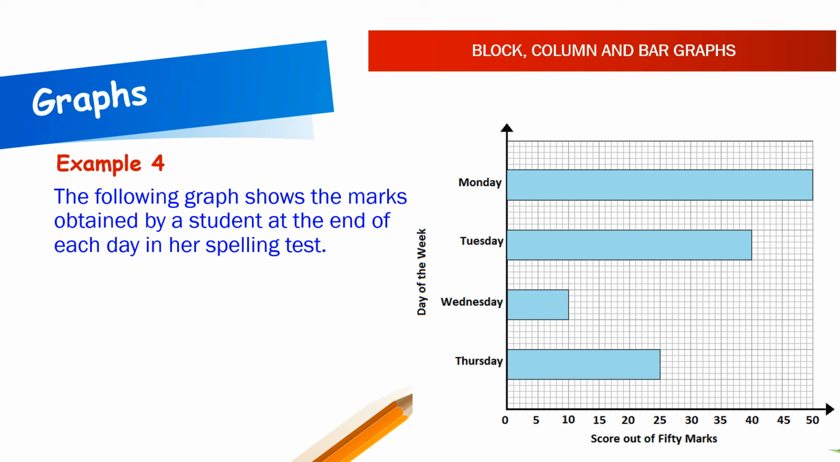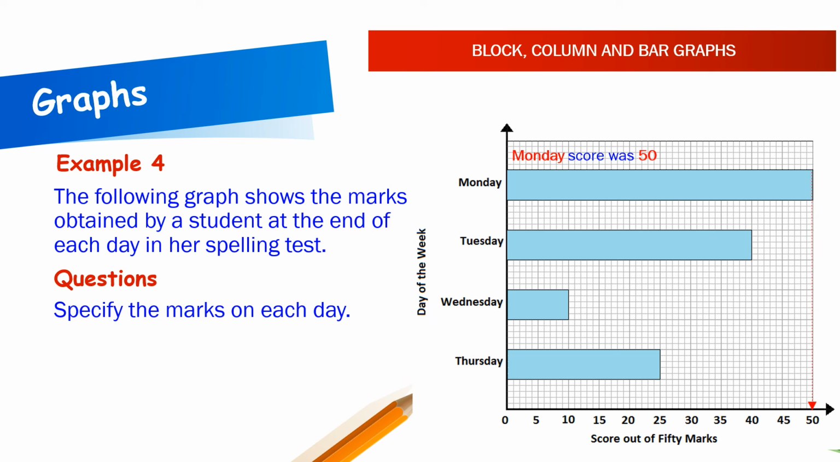The following graph shows the marks obtained by a student at the end of each day in her spelling test. Specify the marks on each day. The score for Monday was 50. The score for Tuesday was 40. The score for Wednesday was 10. And the score for Thursday was 25.